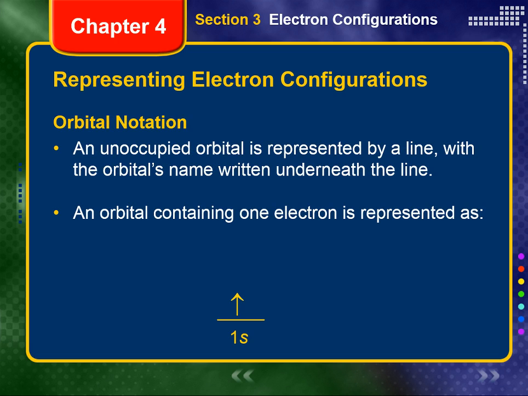Chapter 4, Section 3, Representing Electron Configurations. Three methods or notations are used to indicate electron configurations. Two of these notations will be discussed in the next two sections for the first period elements, hydrogen and helium. The third notation applies mostly to elements of the third period and higher. It will be discussed in the section on third period elements.